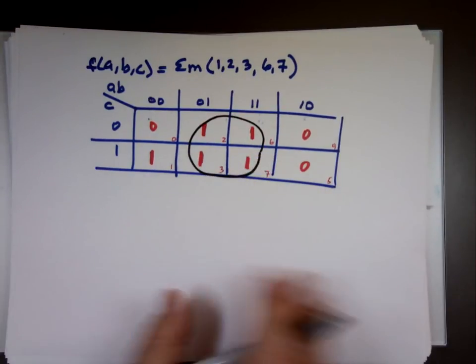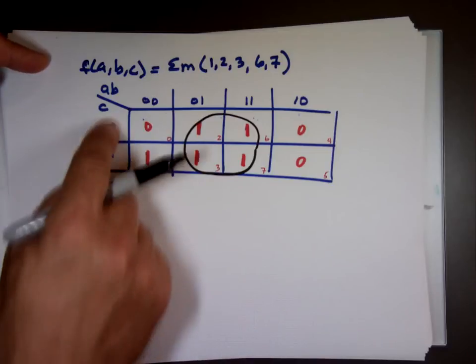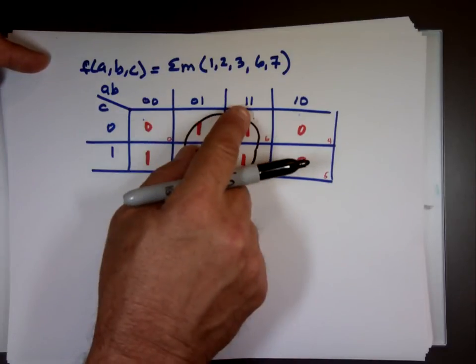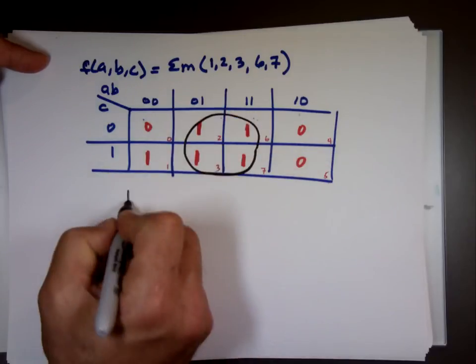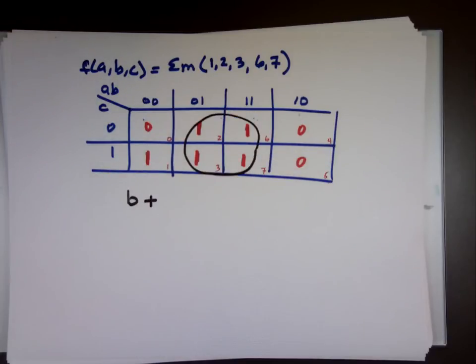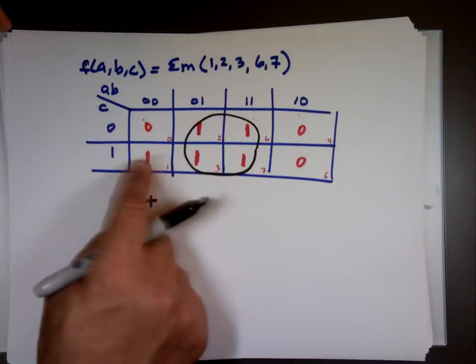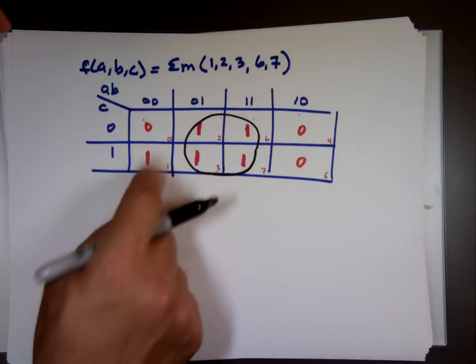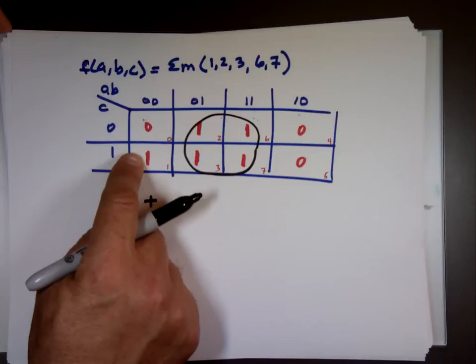And again, C is changing, so it's out. A is changing, that's out. What's left there? B. Plus, you could do 1 and 3. That's the only way I can do the 1. There's nothing else for this 1. I can either take it by itself, which is not a good move, because you want to simplify it. So this and that.